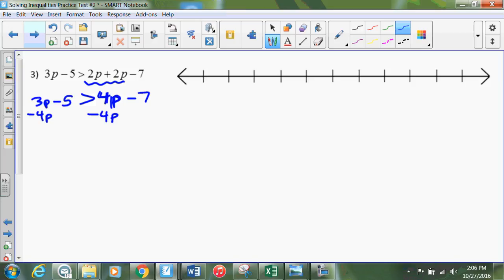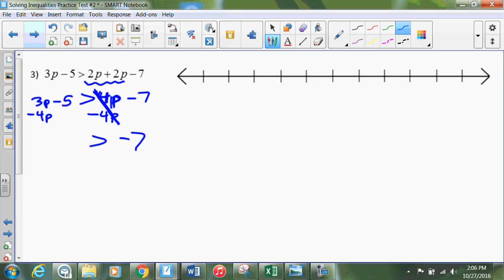Sometimes people get confused, but it's pretty easy. If I subtract a 4p from 4p, it's gone, and that's what I wanted to do. If I made the mistake of adding a 4p to this side, well, that just would have given me 8p on the side. I don't want anything. This is gone. So that's how you can test yourself if you're right or not, to make sure that it's actually gone. I bring down the negative 7.